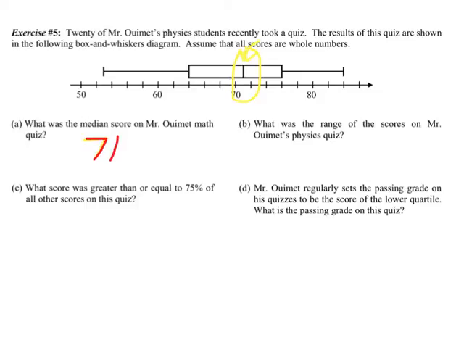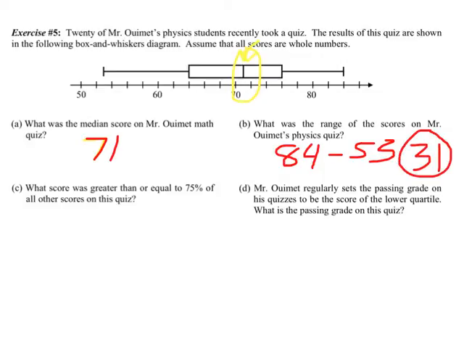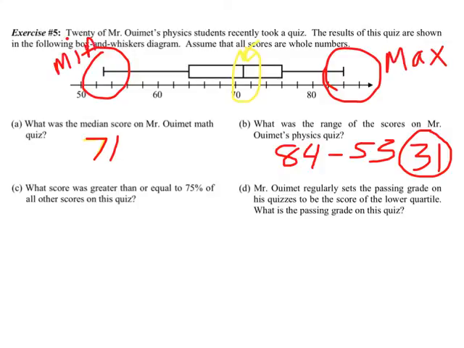B, what is the range of scores at Mr. Olmet's physics quiz? Well, I'm going from 84 minus 53. 84 minus 53 is going to give me 31. So my range is 31. How did I get that? 84 here. 53 is my min, so this is my max. Max minus my min gives me my range.